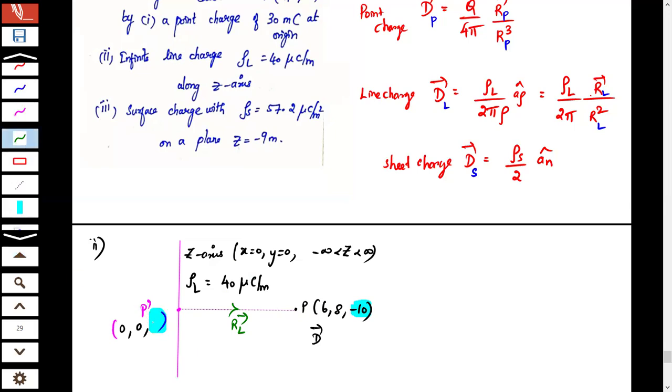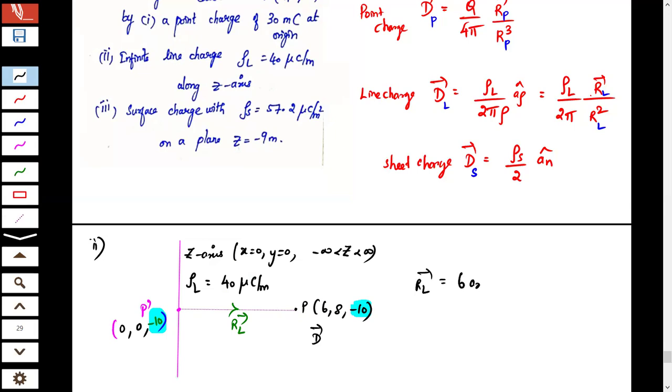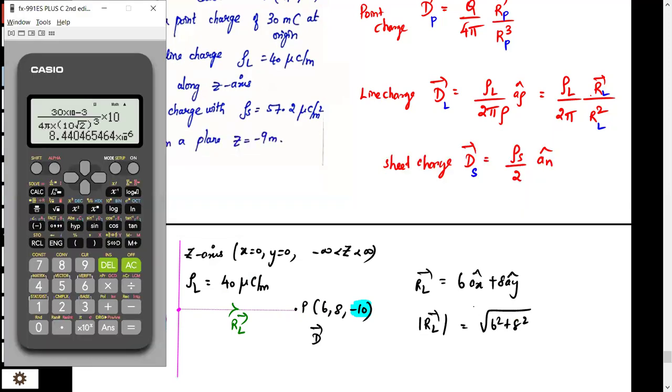So we should write here, this is minus 10. Now we can get what the RL vector is. The RL vector is 6 ax cap plus 8 ay cap, and the z component will get cancelled. Now the magnitude of RL is the square root of 6 squared plus 8 squared. We can calculate it using a calculator. So the square root of 6 squared plus 8 squared will give 10.